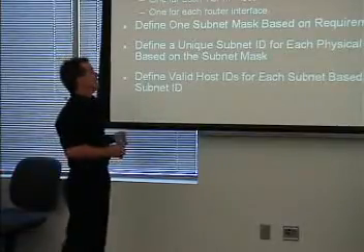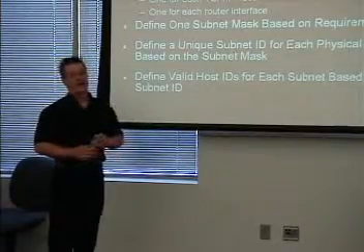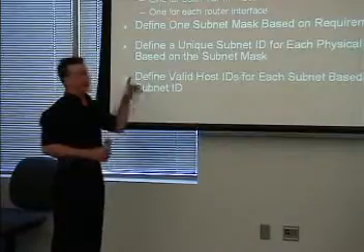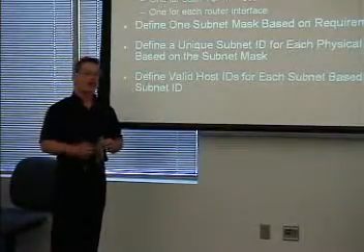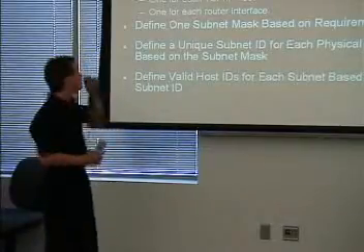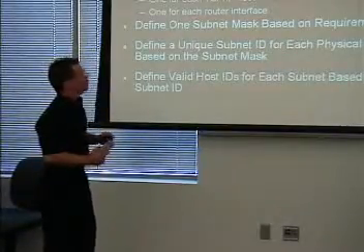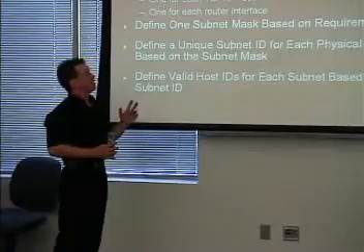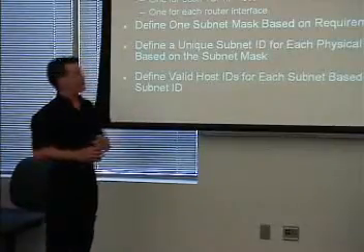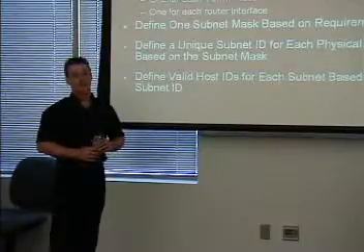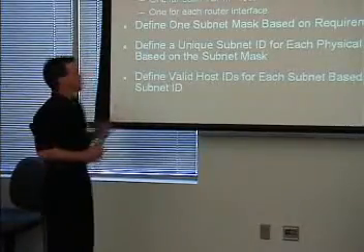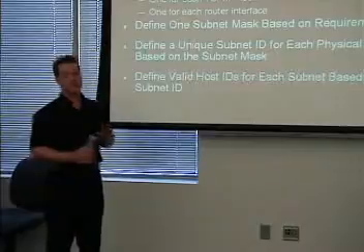We also need a subnet ID for each wide area connection. Remember, the WAN port on the router is the far side of the router. That's the one directly connected to the internet. We also need to determine the number of required host IDs per subnet. We need an IP address, or a host ID, for each host on the physical segment.